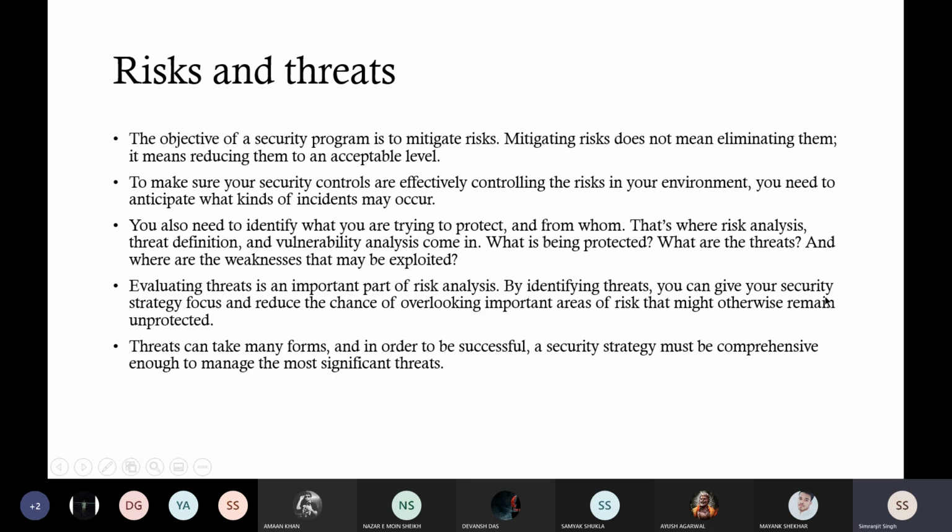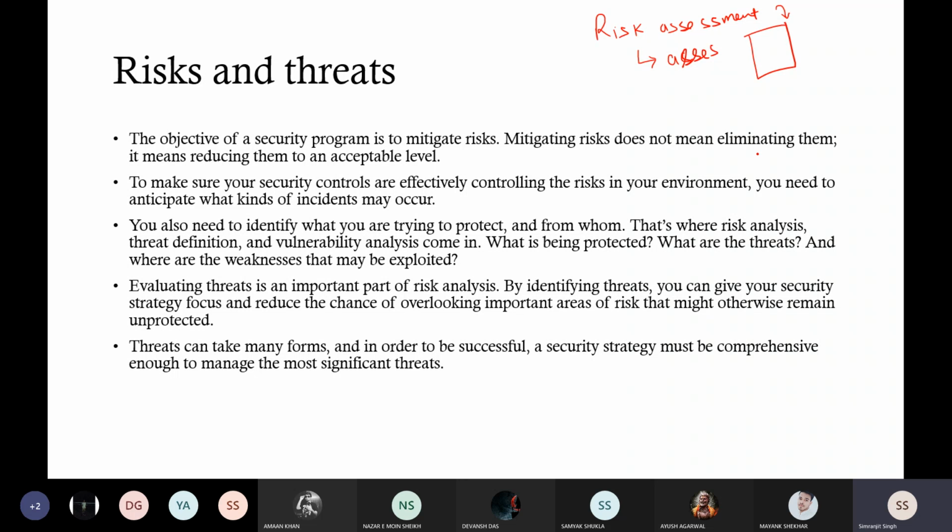Another thing is that you need to make sure your security controls are effectively controlling the risk in your environment. You need to anticipate what kind of incidents may occur. Risk assessment is the step in security engineering where you assess the situation. You can assess that a particular security risk can exist in a system. There is a proper framework for that, and you will be checking for the most general risks in a particular software. You can look at a software and go through the literature to find out the common risks that can arise. If certain ports are opened whenever you run a software, you just have to close those ports. This comes under risk assessment.